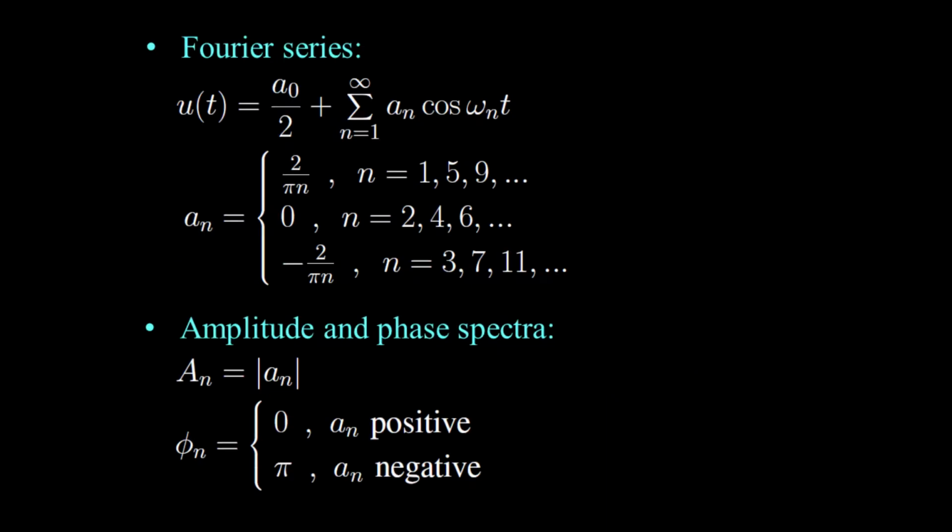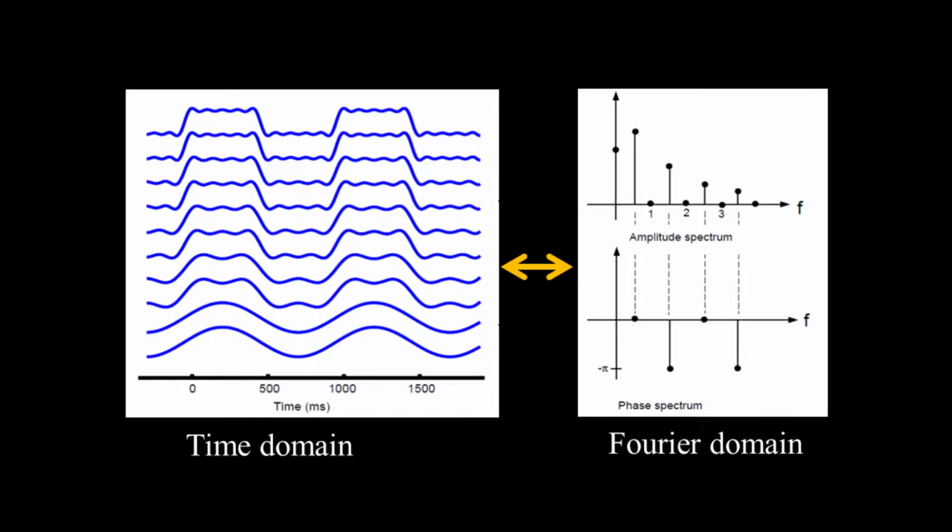As the Bn coefficients are 0, the Fourier series that represents the given square wave is obtained as a cosine series. The amplitude and phase spectra are given here. Since uppercase T equals 2, the fundamental frequency and the frequency spacing are equal to 1 over 2 Hertz. Here on your right are the amplitude and phase spectra of this square signal.